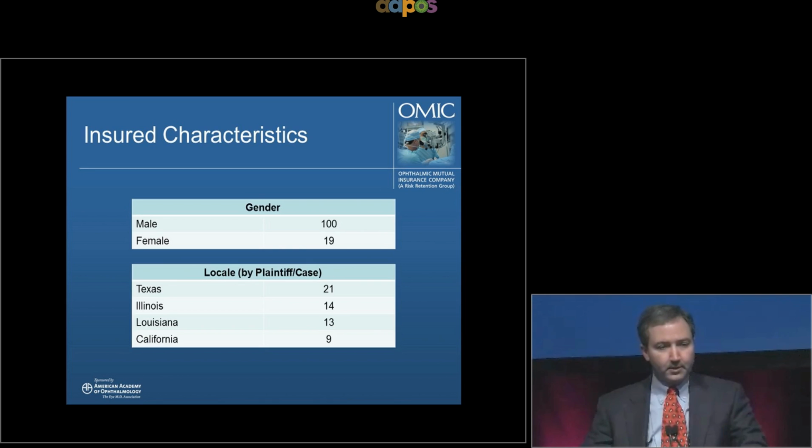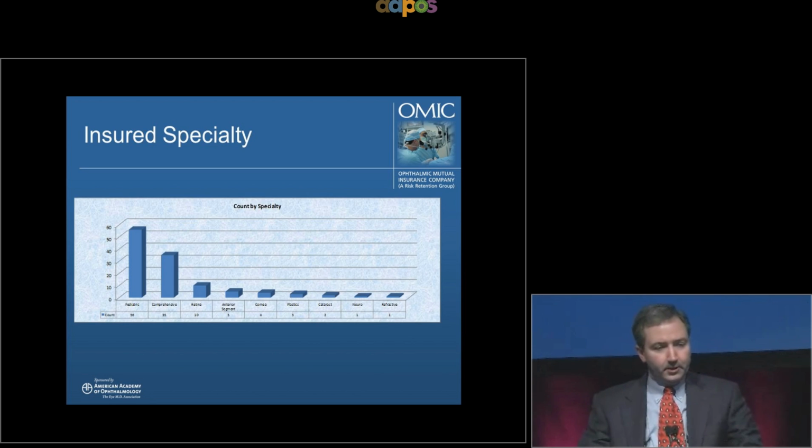So these were the insured characteristics: 100 males, 19 females. This is where they came from, most from Texas, Illinois, Louisiana, and California. And these were the specialties of those involved. Most were pediatric ophthalmologists, followed by comprehensive ophthalmologists, and followed by retinal specialists.